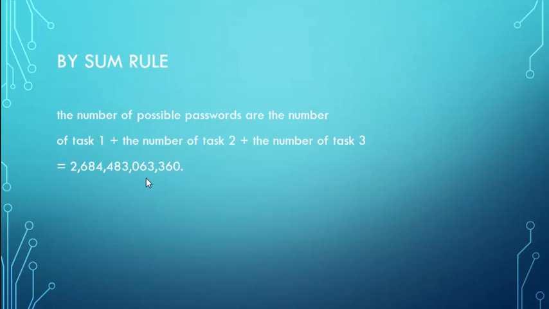So by the sum rule, the number of possible passwords is the number of task 1 plus the number of task 2 plus the number of task 3. So thus we can have this. How many are these? This is 2 trillion 684 billion 483 million 63,360 passwords that can be derived from the given example.